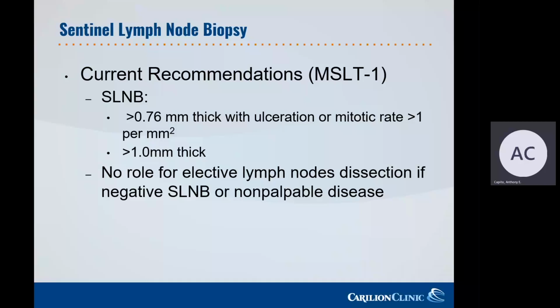So the current recommendations, this is from the Multicenter Selective Lymphadenectomy Trial, MSLT-1. The current recommendation for a sentinel lymph node biopsy is if you have a tumor that is greater than 0.76 millimeters thick, with ulceration or a high mitotic rate. Remember, we told you those upstage the disease, those are more aggressive. So greater than 0.76 with ulceration or a high mitotic rate, sentinel lymph node biopsy. Any patient with greater than 1 millimeter, also sentinel lymph node biopsy. If your sentinel lymph node biopsy is negative and they have no palpable disease, there is no role for a completion lymph node dissection.